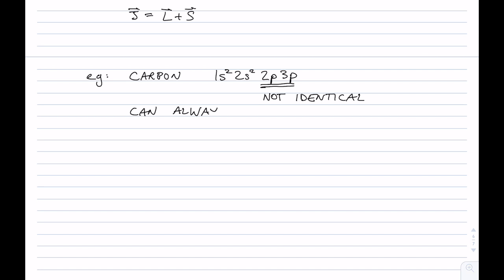So what about this? What if it's carbon, another example, again, but we'll have 1s squared, 2s squared, 2p, 3p. Now, these aren't identical electrons in the excited state. These two valence electrons are not identical. They still have to be anti-symmetrized, but we can always anti-symmetrize it, regardless of the spin and the angular momentum.